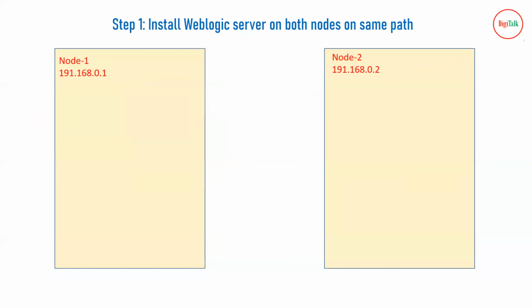Now the very first step when you go for horizontal clustering is that you have to install WebLogic on both nodes in the same path. So we have node 1 and node 2, and let us suppose we have installed our WebLogic server in the directory /opt/oracle/middleware. Make sure this path is the same on both nodes. Even though this demo is only for two-node clustering, if you have multiple nodes the process will be the same: make sure you have installed WebLogic server on all the nodes in the same path.